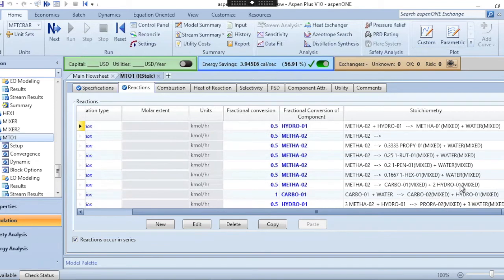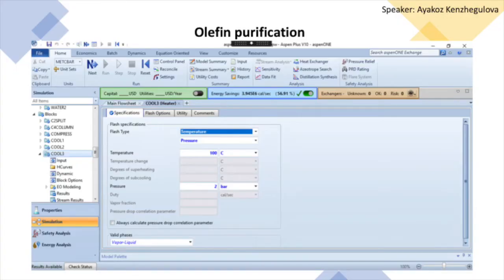We found fractional conversion values from literature. However, this did not work for our system, therefore we made the following assumptions. The conversion of methanol to light olefin is a highly exothermic reaction. Therefore, reactor MTO1 is cooled down in the cooler COOL3 before being introduced to a separation system.